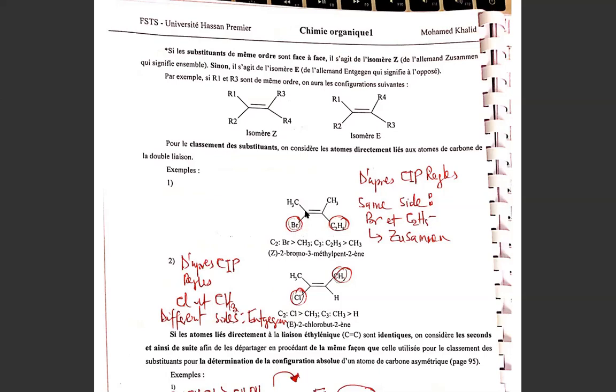Now, carbon number 2. This is number 1, number 2. Carbon number 2 has two substituents, that is the bromine and the methyl. So, like we were saying, this carbon here is bonded to another carbon. It's also bonded to a bromine. Which one has the highest atomic number? Is it bromine or carbon? It's bromine, right?